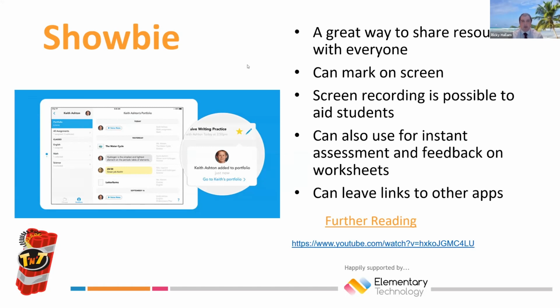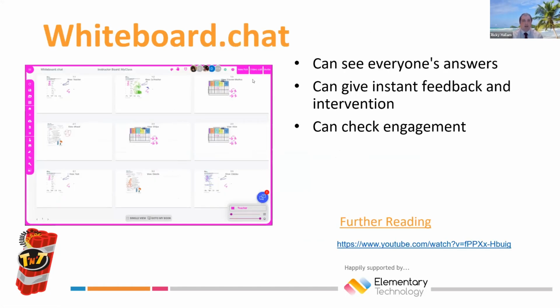So the next one is about Whiteboard Chat. I likened this to being able to walk around the classroom. So we've not always been able to do that in the UK recently with the different COVID restrictions when the students have been in school. But rather than being able to walk around looking over people's shoulder and seeing what they're writing, this app allows you to do that.